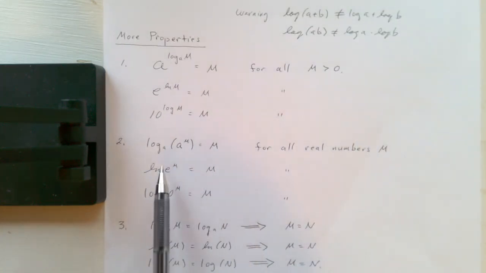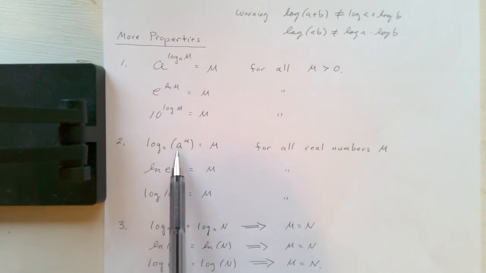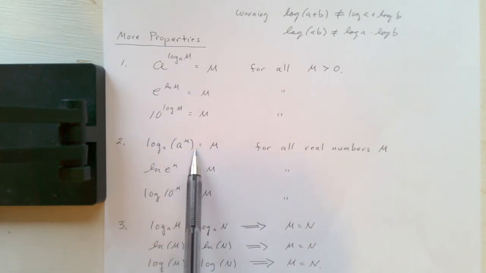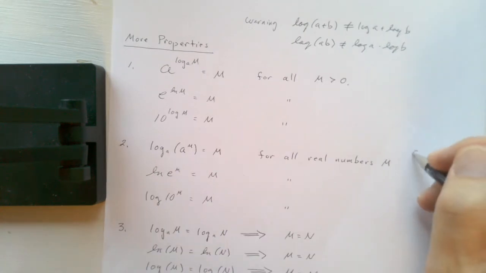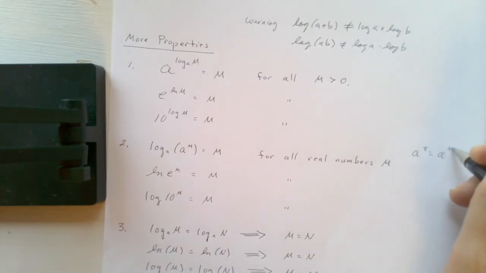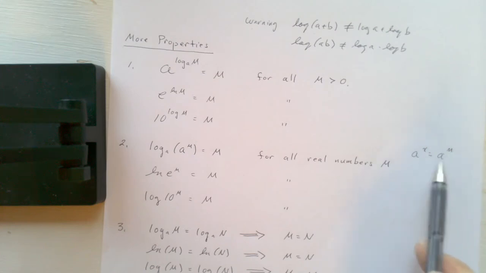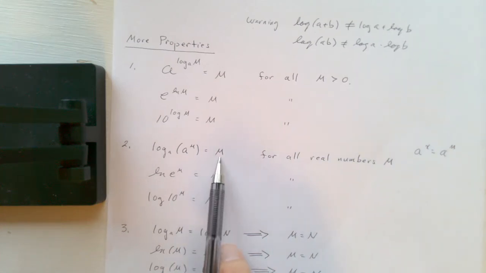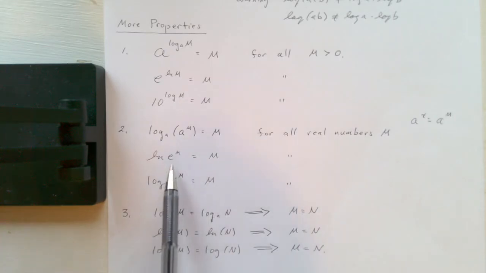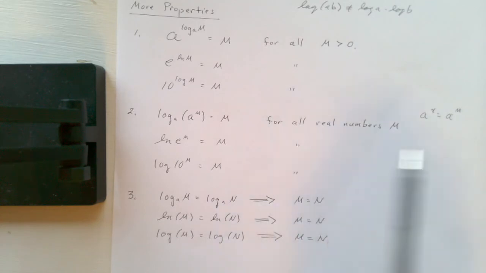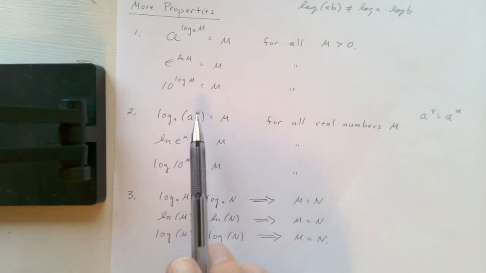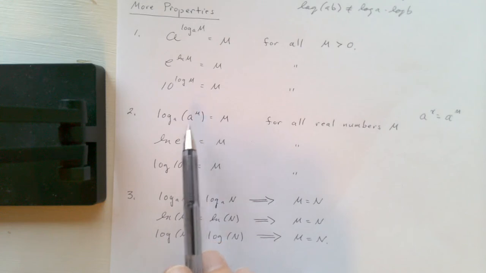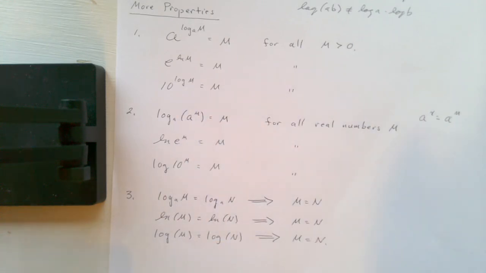We compose them the other way. We get the log of a to the m base a. What is that? Well, this expression here is the solution to a to the x equals a to the m. Okay, well, we can clearly see that the solution to this, x has to be m, so that's why this is m. Again, the case where a equals e gives us this. The case where a equals 10 gives us this. And this holds for all real numbers because obviously a to the m is defined for all real m, and a to the m is always a positive number.